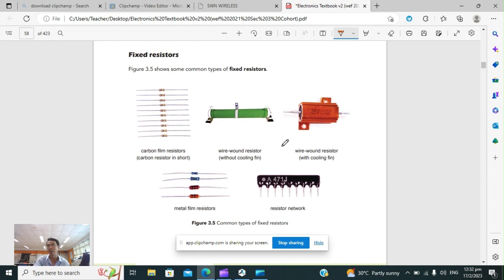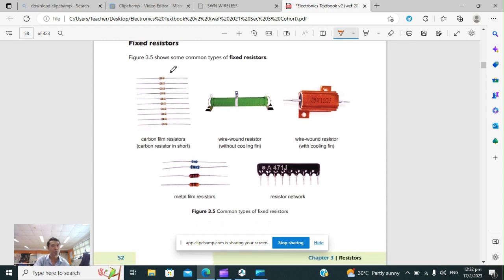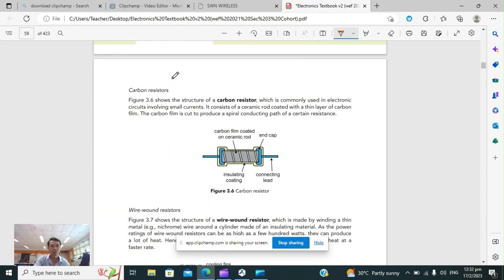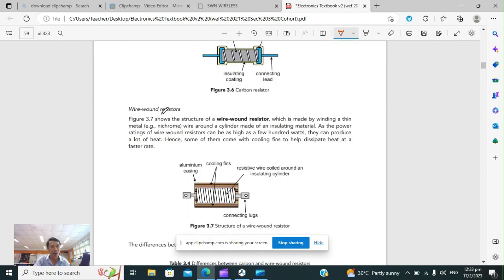So there are a couple of different looks to the different resistors. Usually, wire wound resistors are for bigger power applications. They are bigger in size. Whereas carbon film resistors, we'll be using a lot of these in our course. They are for smaller power applications and therefore smaller in size. For carbon resistors, like I said, we'll be using a lot of this. They show you an internal structure of this. And for the wire wound resistor, this is what it looks like inside.